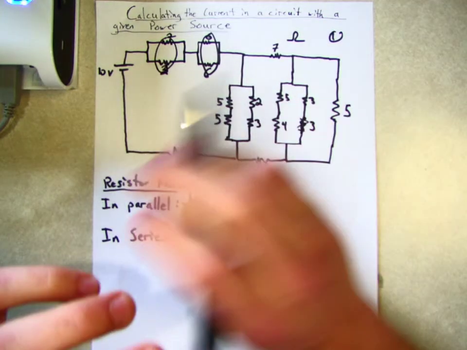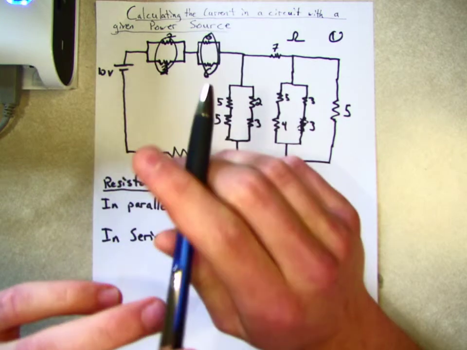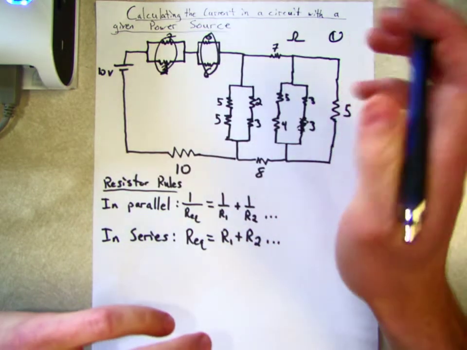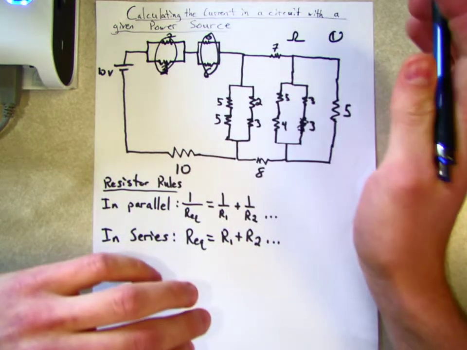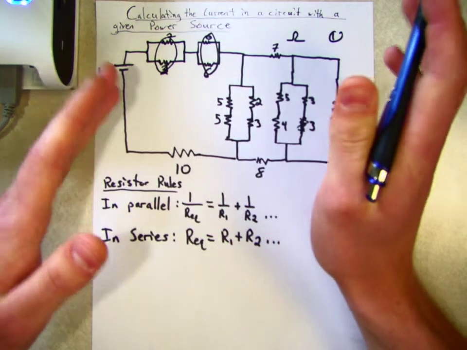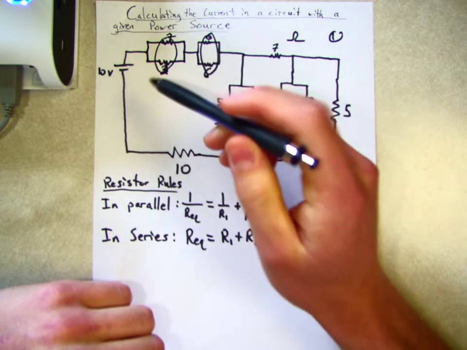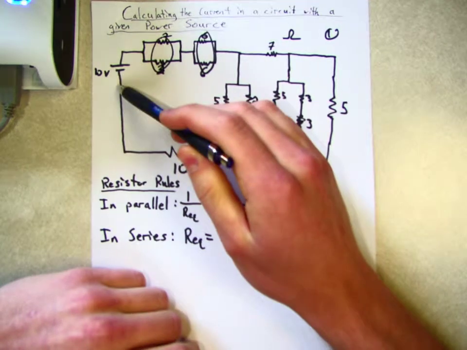Okay, today I'm going to be going over how to calculate the current in a circuit with a given power source. And this is a DC circuit, that stands for direct current. And the current will be coming from this 10-volt source.